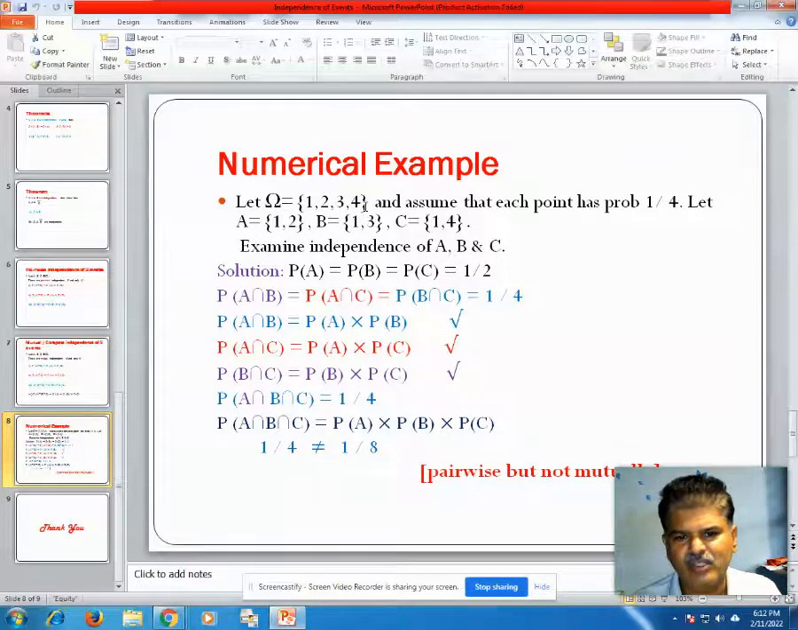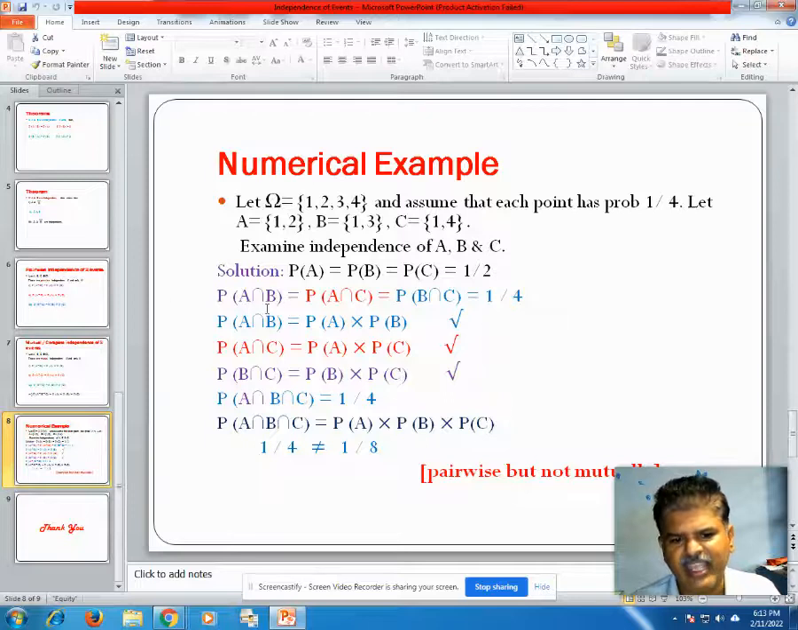Suppose this omega consists of these four sample points, and assume that each point has probability 1 by 4, and A consists of 2 points, B has 2 points, and C also has 2 points. We have to examine what type of independence these are, whether these are mutually independent or pairwise independent. We know that A consists of two sample points, therefore P of A is 2 by 4. Accordingly, P of B is also 2 by 4, and P of C is also 2 by 4, because two cases are favorable and the total number of cases in the sample space is 4. Therefore P of A equal to P of B equal to P of C equal to 2 by 4, that is 1 by 2.